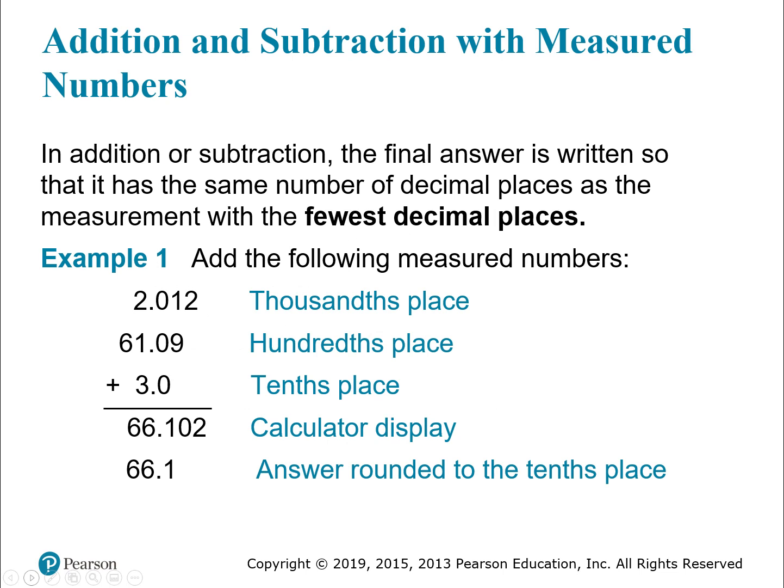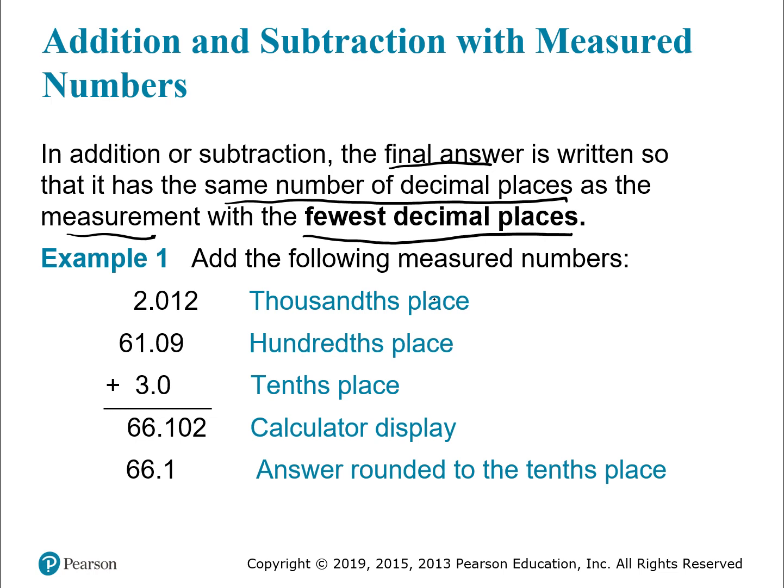Now we're moving on to addition and subtraction, and this is different from multiplication and division. Multiplication and division, that's pretty easy. Addition and subtraction, the rule is slightly different. So your final answer has to have the same number of decimal places as the measurement with the fewest decimal places. So we're not talking about significant figures, we're talking about decimal places. And this is a good time to review those decimal places from chapter 1.